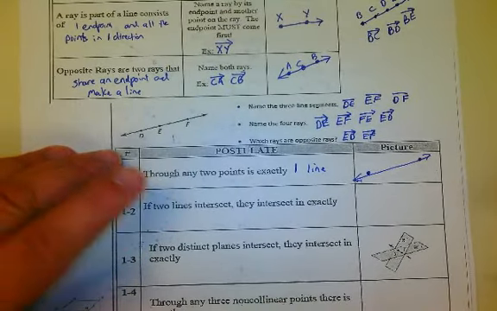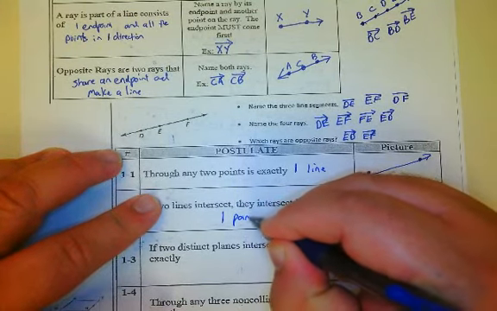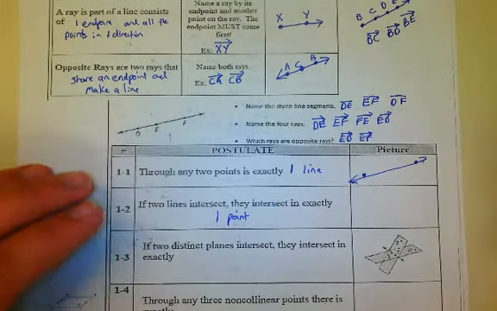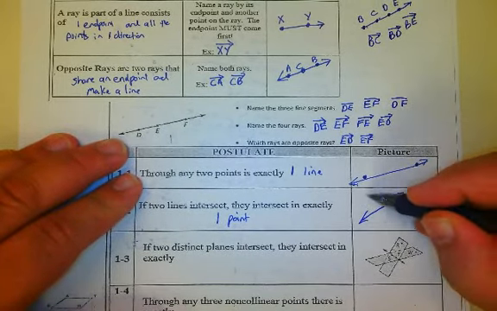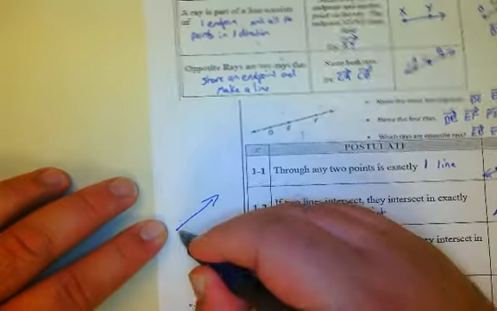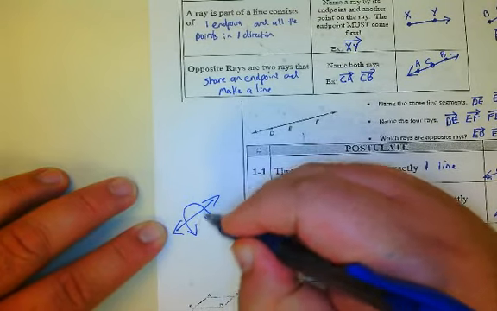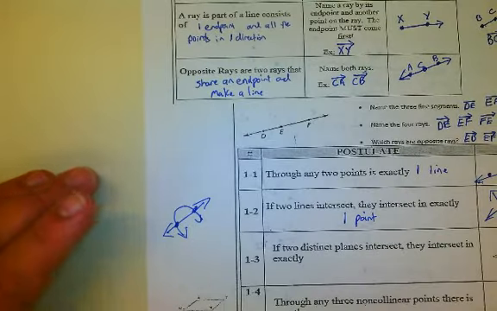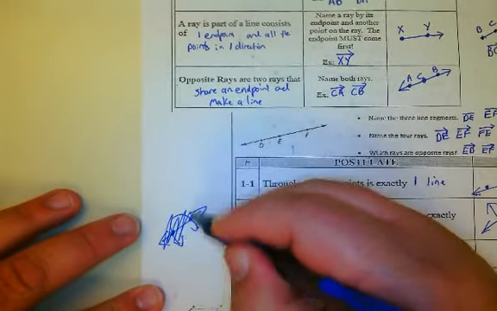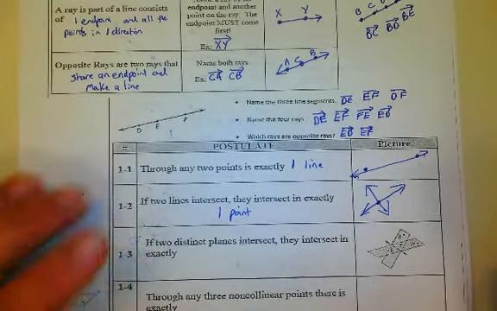If 2 lines intersect, they intersect in exactly 1 point. If 2 lines touch, they can only touch in 1 point. They can't touch in 2 points. Because if they touched in 2 points, then one of those lines would not be a line. See this one and that one. This second one, that's not a line. That's a parabola. But anyways, it only touches at 1 point.